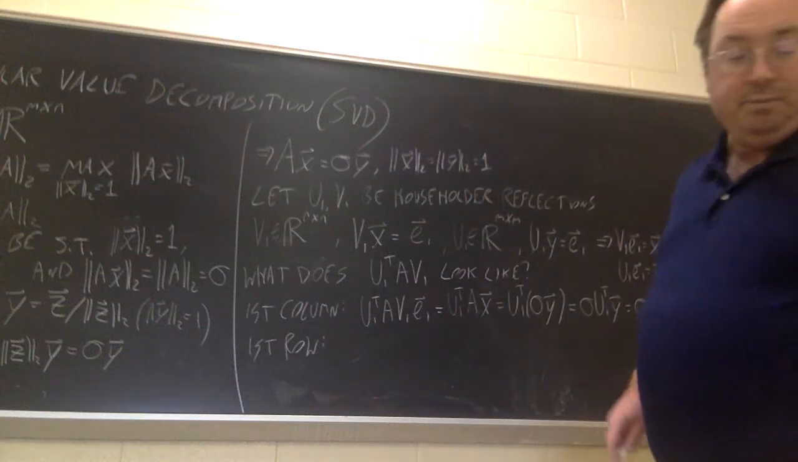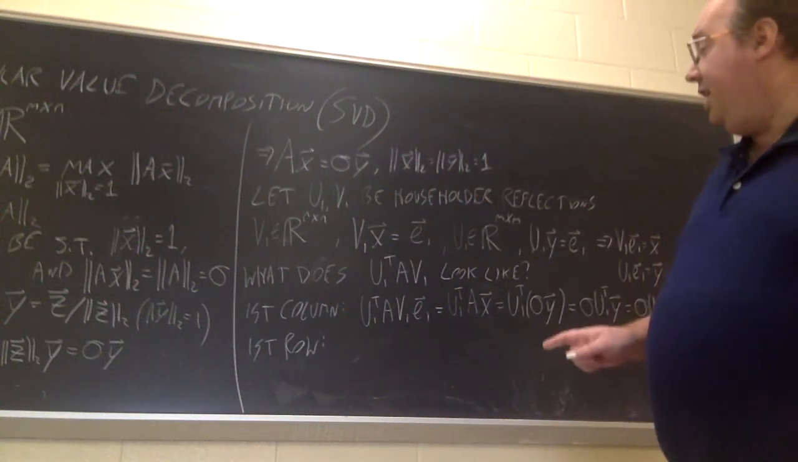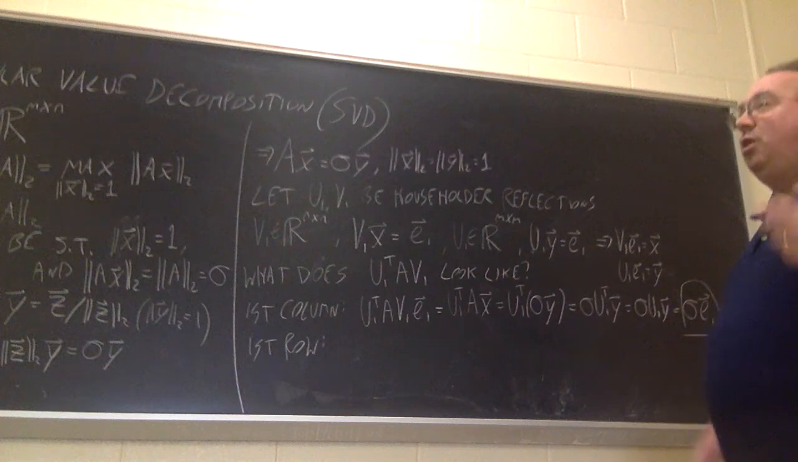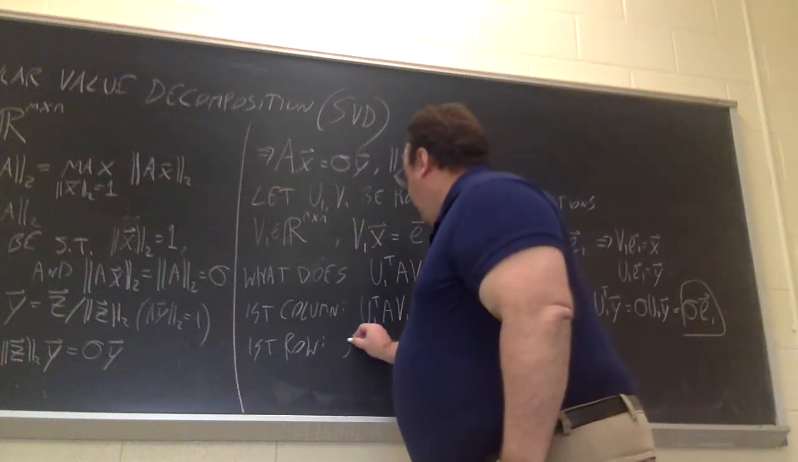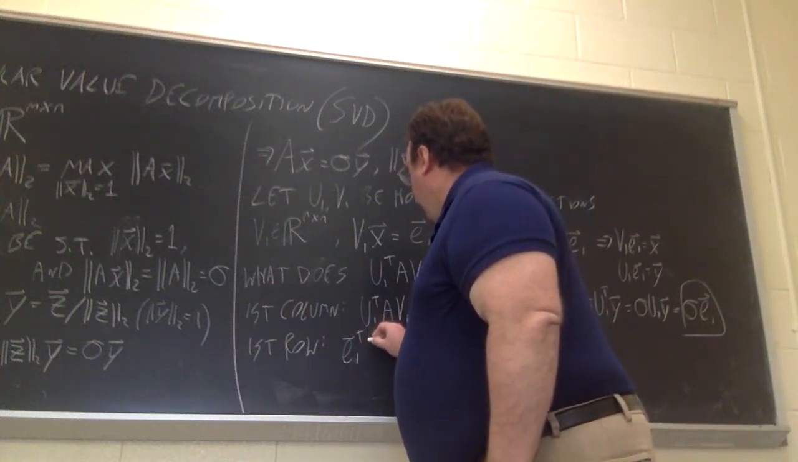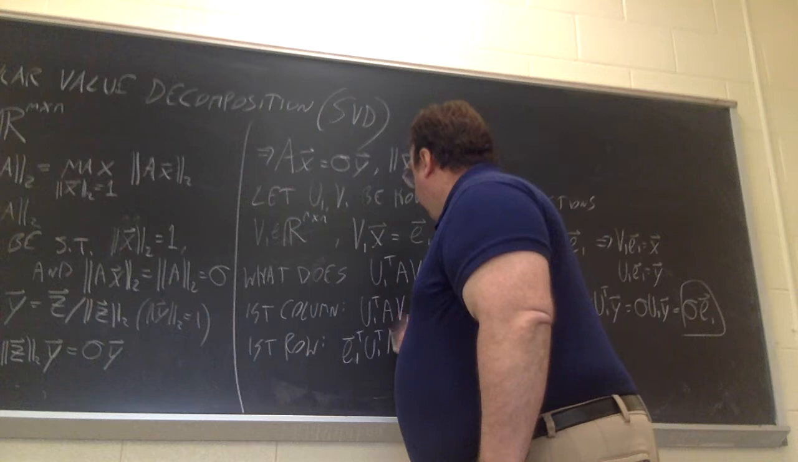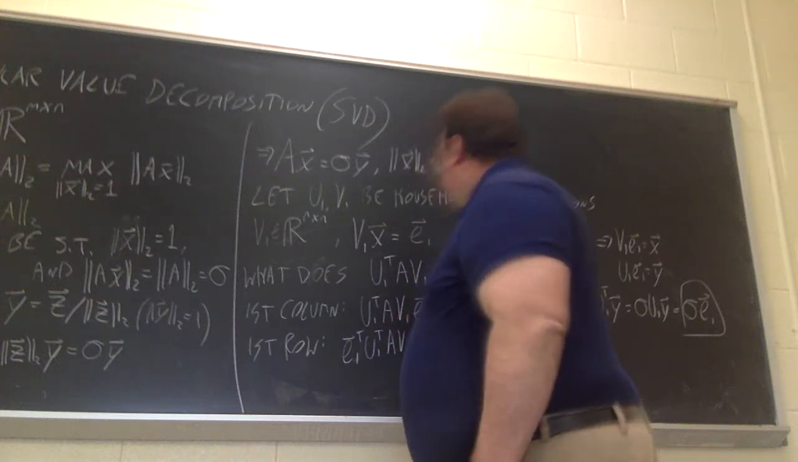Okay, so I'm going to multiply on the left. How do you get a row of a matrix? You multiply by a row of the identity on the left. So I want the first row, so that's E1 transpose U1 transpose A V1.